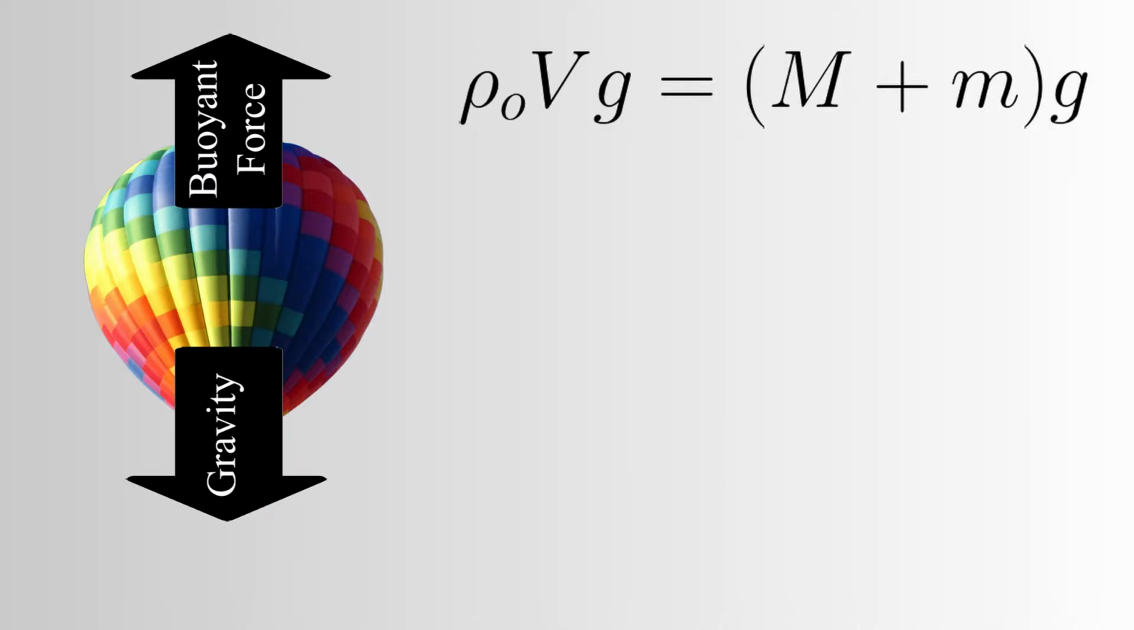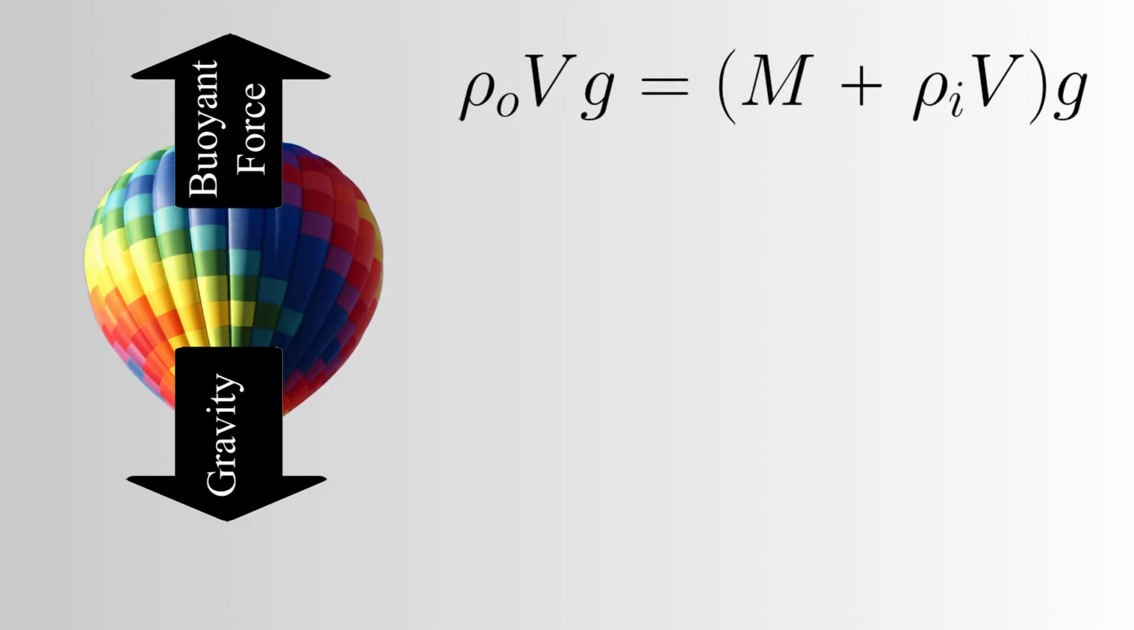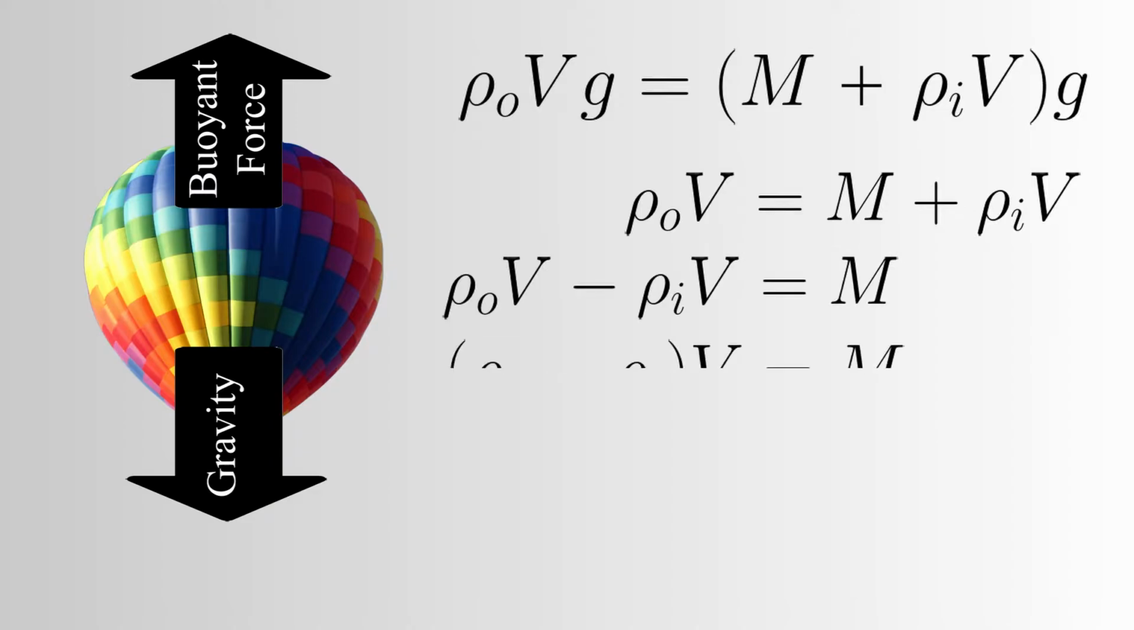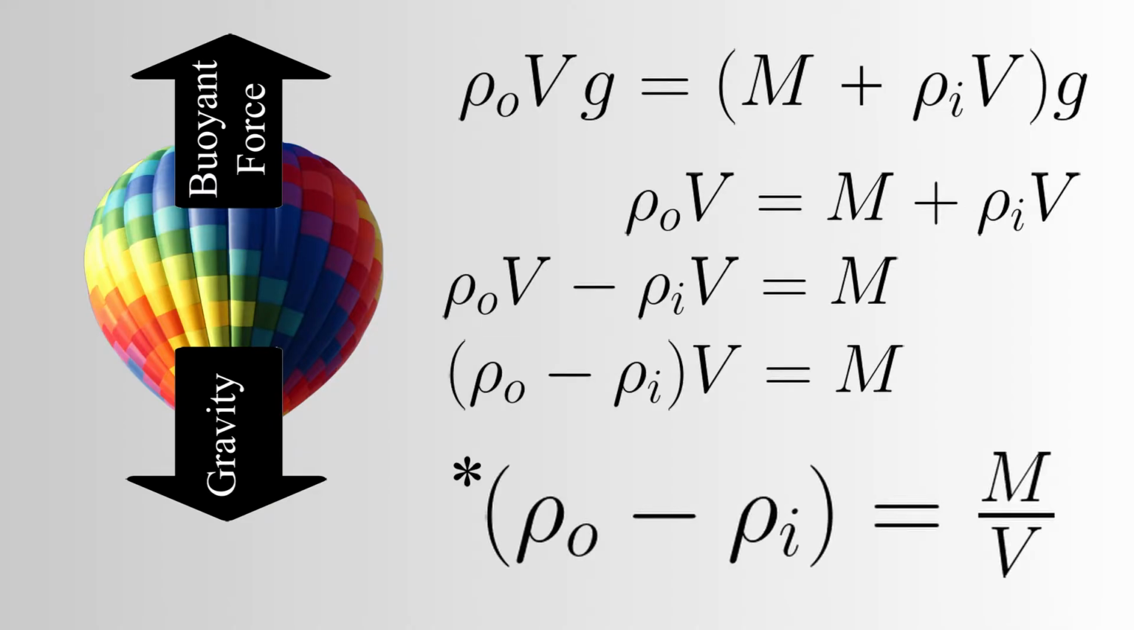Now that we have this equation, we can rewrite little m as the density of the air inside, or rho I, times the volume. Then, plugging this in and doing some algebra, we get the final equation: rho naught minus rho I equals the mass over the volume.